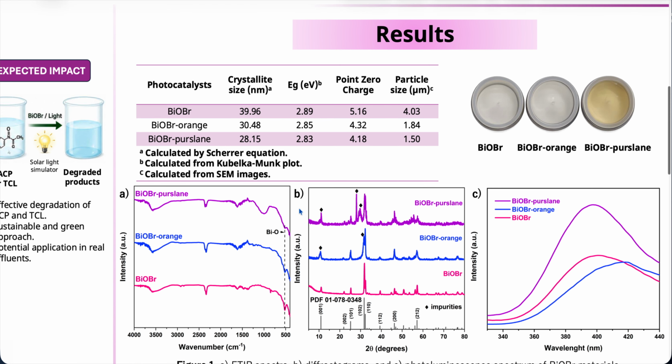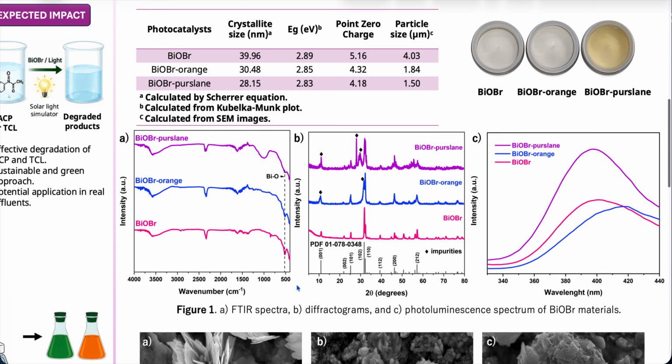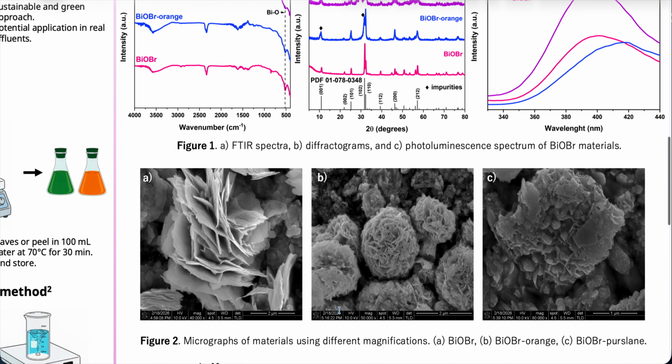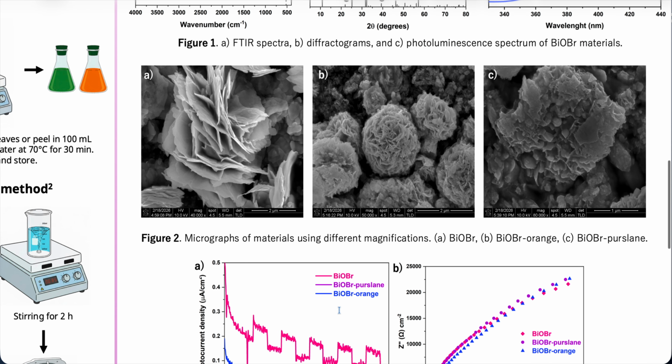Well, for the results and discussion of this work, let me move to the main results. First, all synthesized materials retain the tetragonal structure characteristic of bismuth oxybromide. However, the samples prepared with plant extracts also showed some additional impurity phases. Interestingly, the use of the extracts significantly affected the morphology.